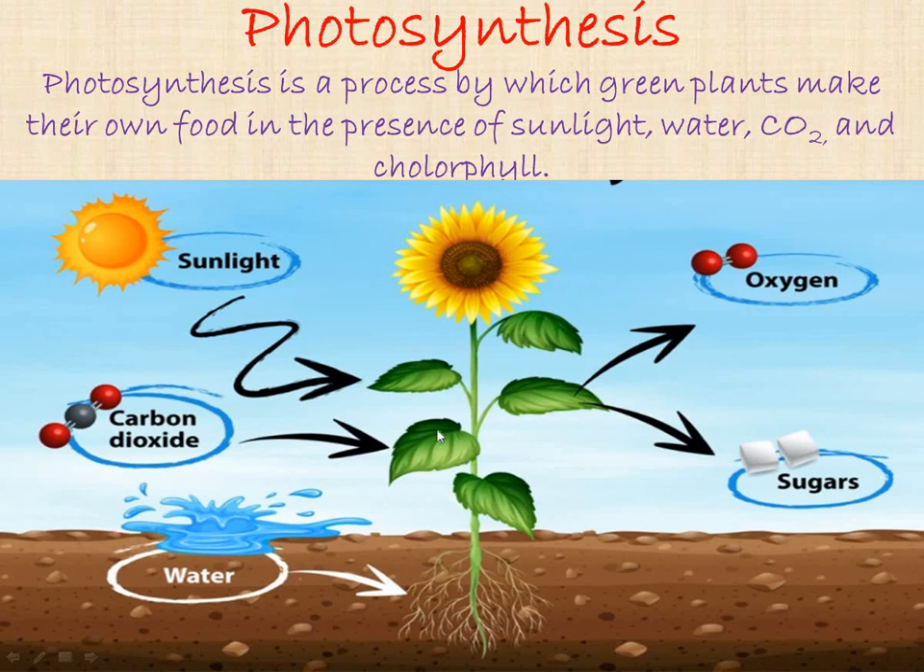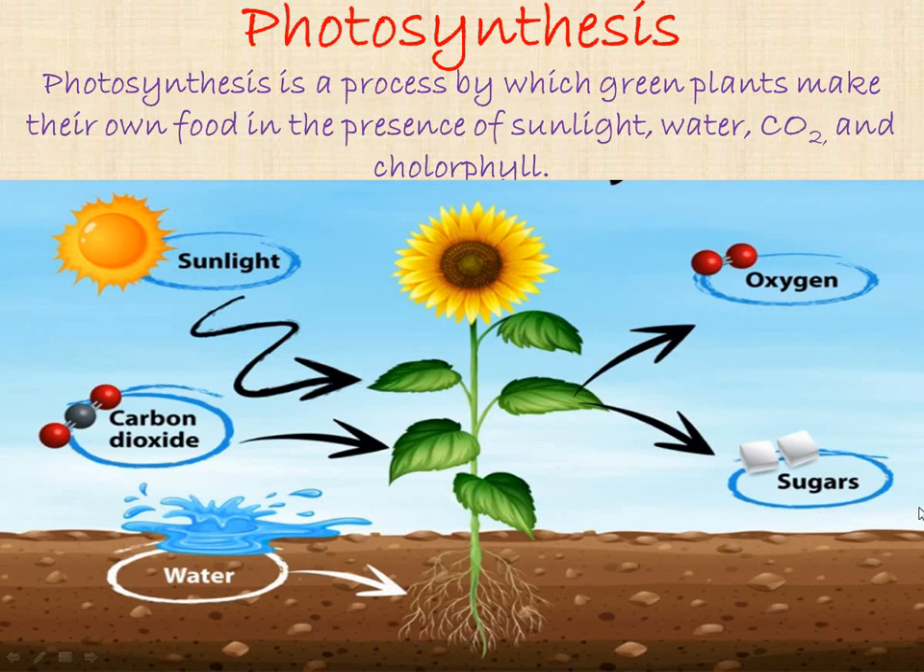Let's learn about the process of photosynthesis. As you can see in this picture, there is a plant. So here, roots absorb water and send it to the leaves. Carbon dioxide enters the leaves through stomata. Sunlight is absorbed by the chlorophyll in leaves. Now, carbon dioxide and water combine in the presence of sunlight and chlorophyll to form food.